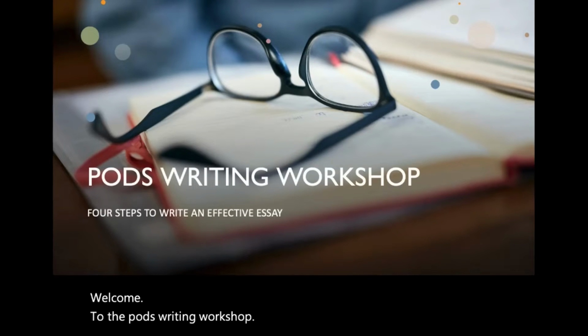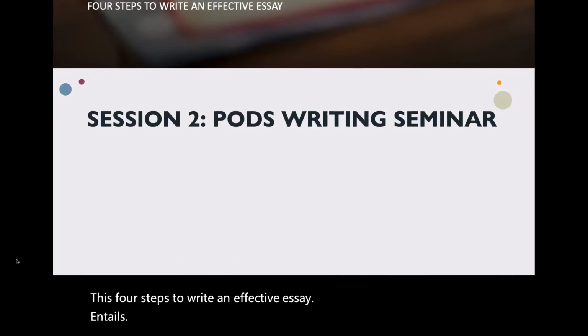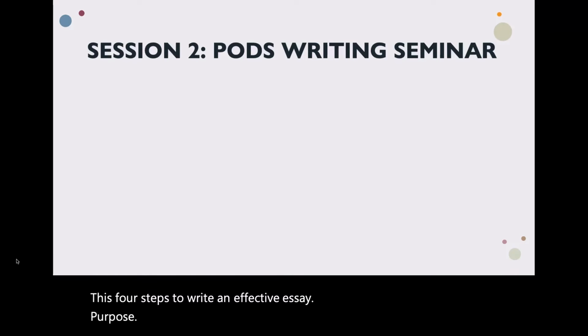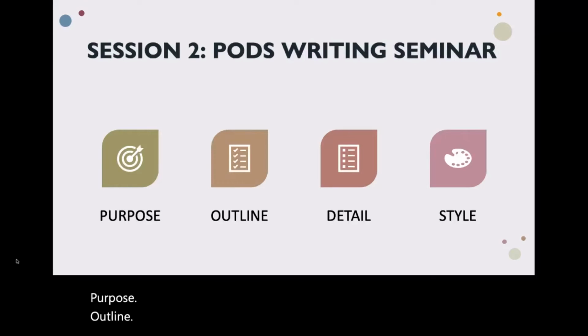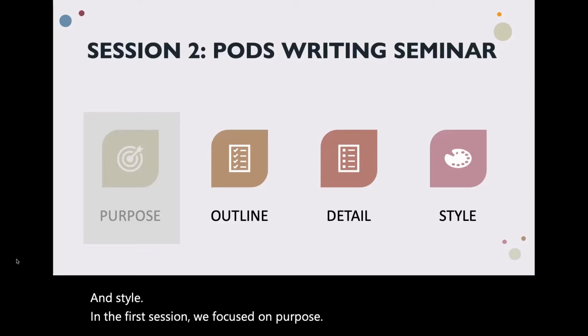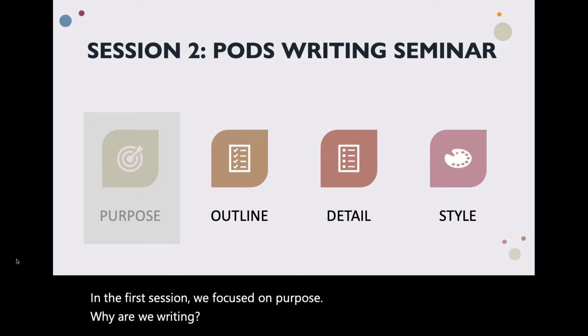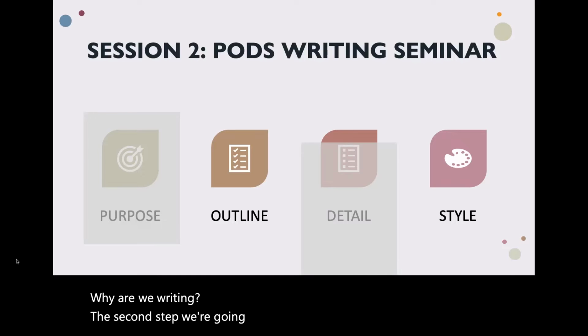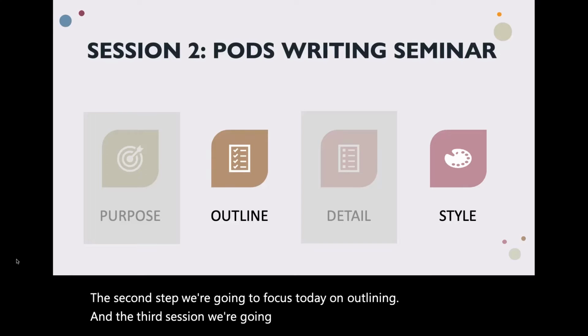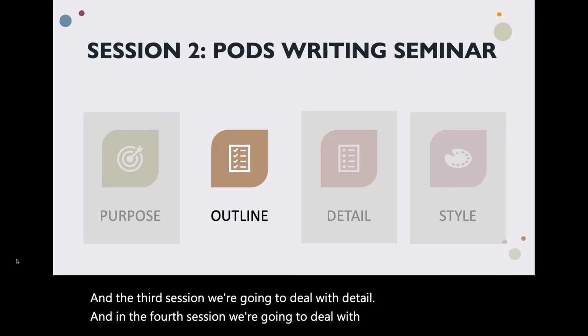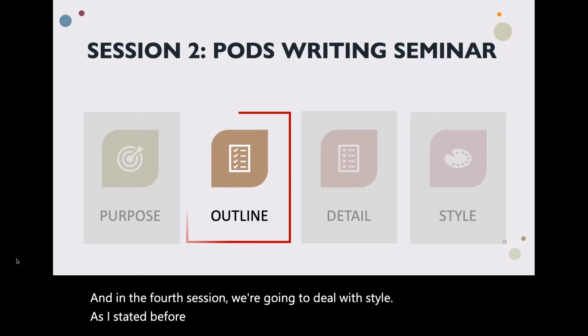This four steps to write an effective essay entails purpose, outline, detail, and style. In the first session, we focused on purpose. Why are we writing? The second step, we're going to focus today on outlining. In the third session, we're going to deal with detail. And in the fourth session, we're going to deal with style. As I stated before, today we're going to focus on the outline.